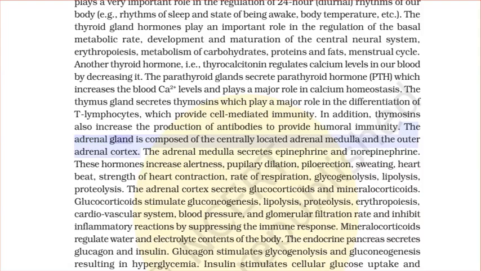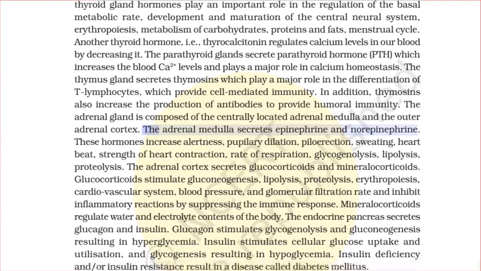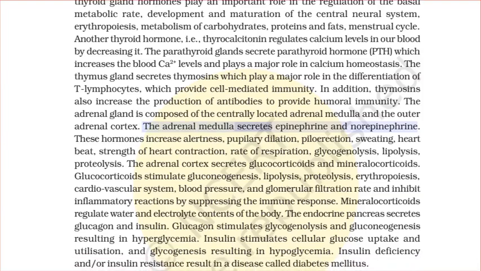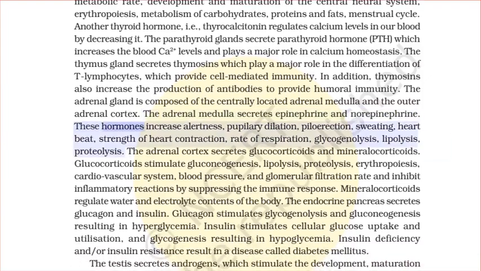The adrenal gland is composed of the centrally located adrenal medulla and the outer adrenal cortex. The adrenal medulla secretes epinephrine and norepinephrine. These hormones increase alertness, pupillary dilation, piloerection, sweating, heartbeat, strength of heart contraction, rate of respiration, glycogenolysis, lipolysis, proteolysis.